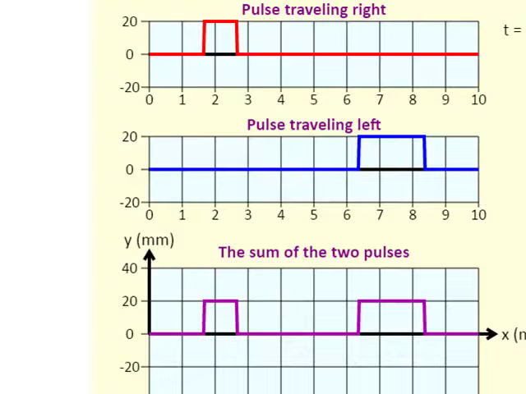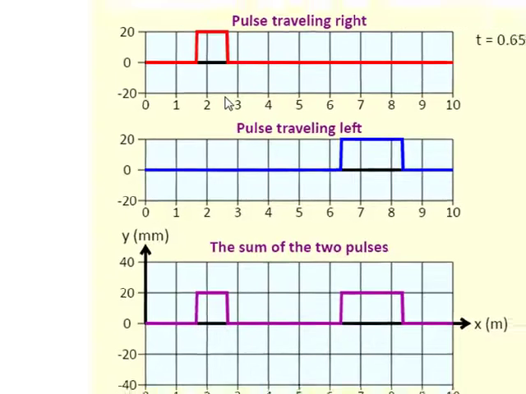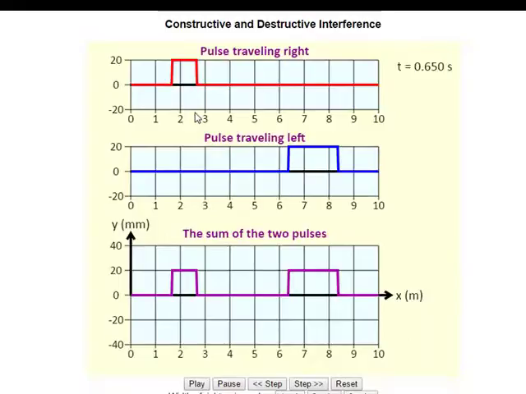Perhaps an easier way of seeing this is with square waves. This is similar to the practice test where we have this square pulse traveling from left to right. We have this blue pulse traveling from right to left, and this purple graph shows the sum of the two pulses. Okay, I'll let this go, and you can see as the two pass through each other. Right, play.